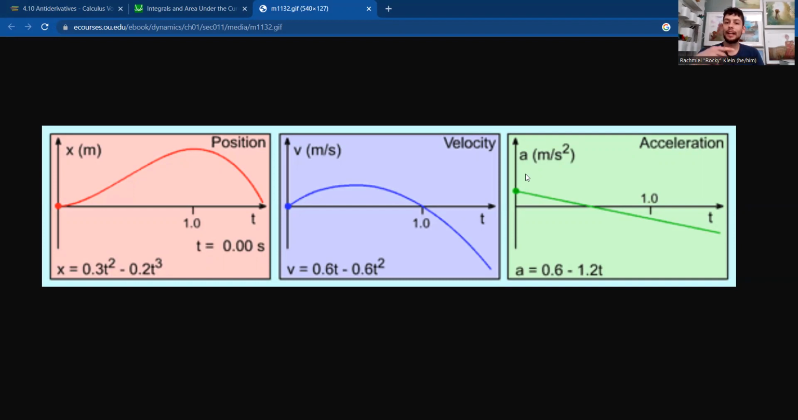So it seems that every time we take a derivative, right? Velocity is the derivative of position. Acceleration is the derivative of velocity. We add a seconds factor at the bottom when we're talking about the units. What would it mean to take an antiderivative? So say we're starting with velocity. What would it mean, are we able to recover the position?